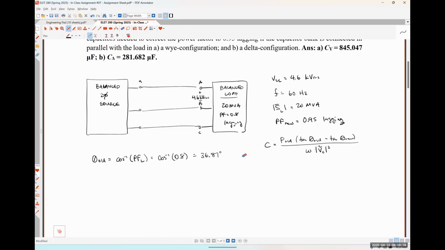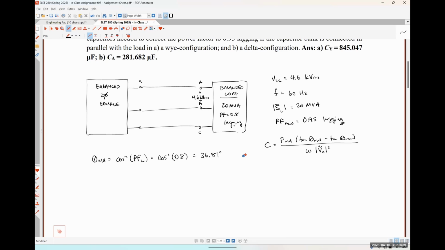How am I going to find P old? Never mind, I forgot.